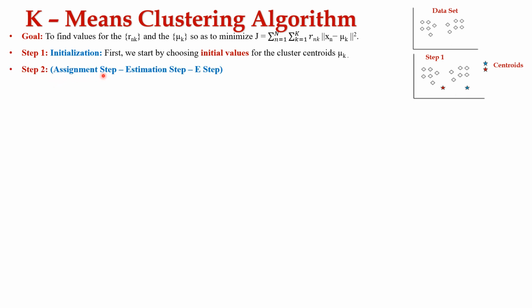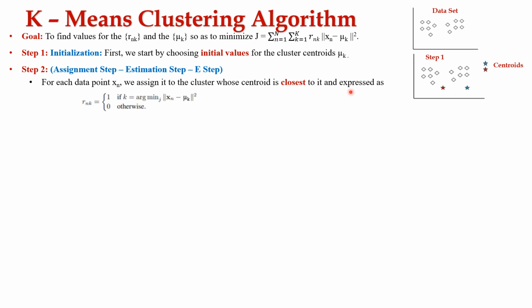Step 2 is also called the assignment step, estimation step or E-step. For each data point xn, we assign it to the cluster whose centroid is closest to it, and it is expressed as r_nk is equal to 1 if k is equal to arg min over j of absolute xn minus mu j, the whole square. That is, if the sum of square of distance of data point xn to the closest vector mu k is smallest, it is assigned to that cluster, else it is not assigned, that is 0 otherwise.